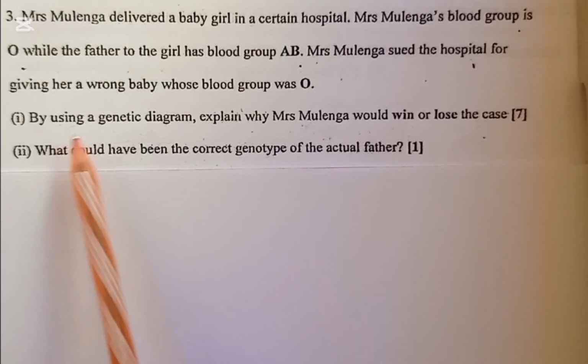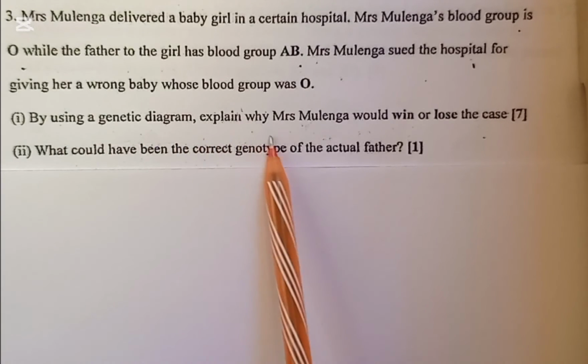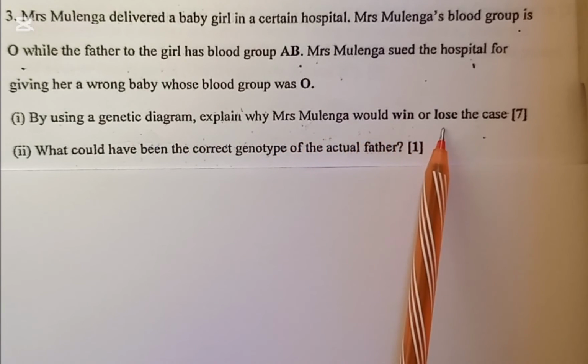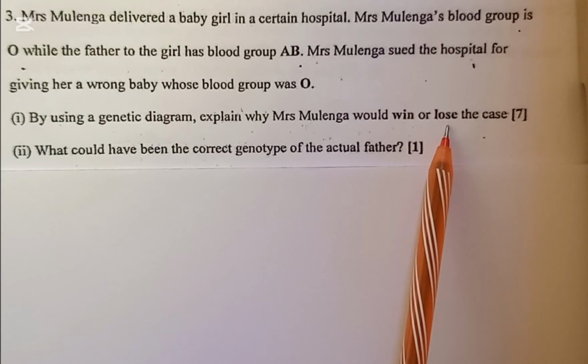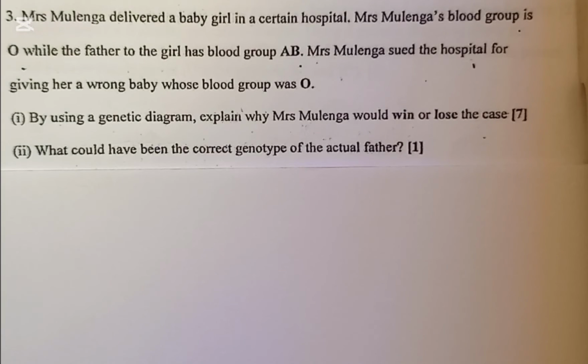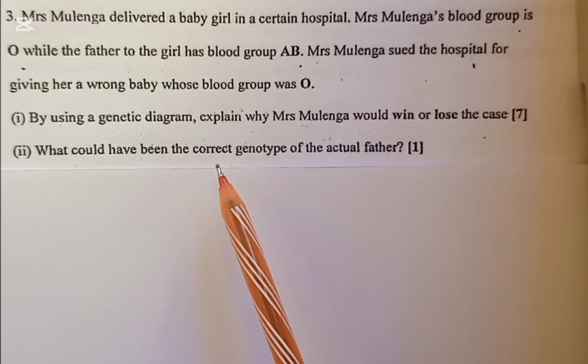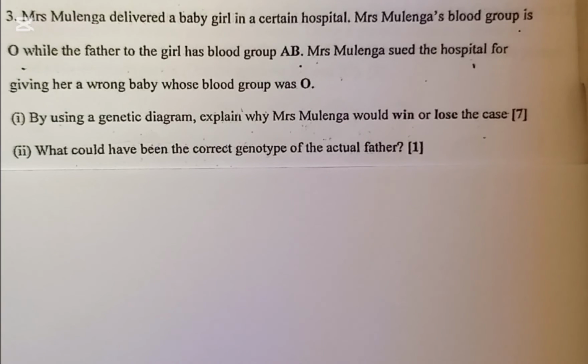First question, by using a genetic diagram, explain why Mrs. Mlenga would win or lose the case. That was 7 marks. Then the other question is saying, what could have been the correct genotype of the actual father? 1 mark, giving us a total of 8 marks. So let's examine this question.